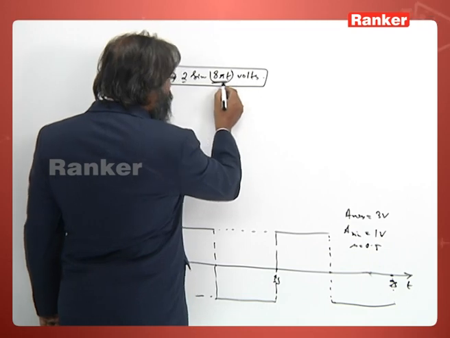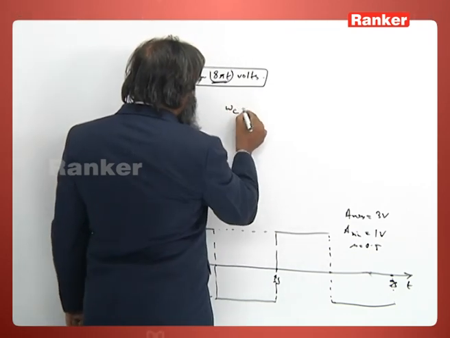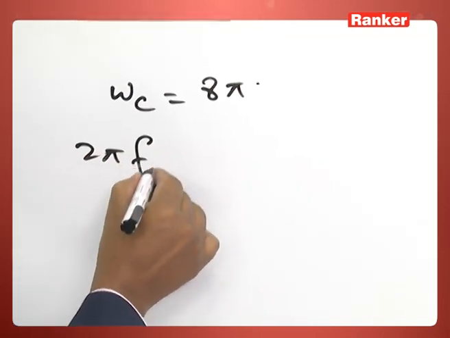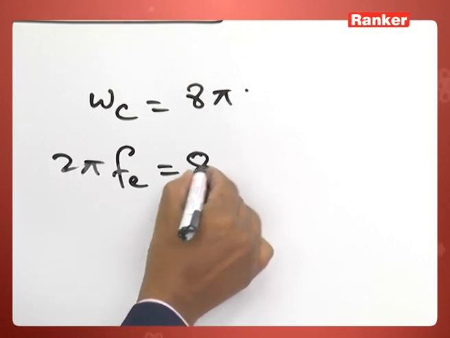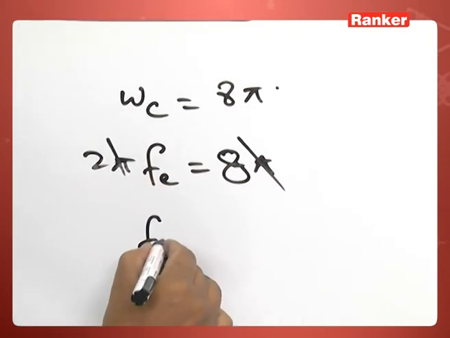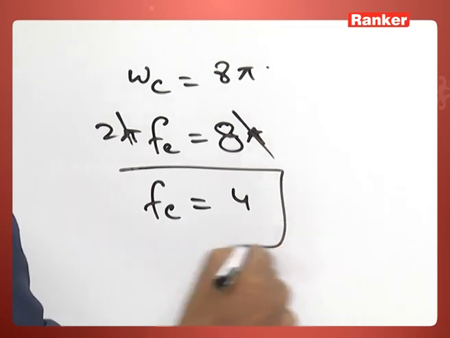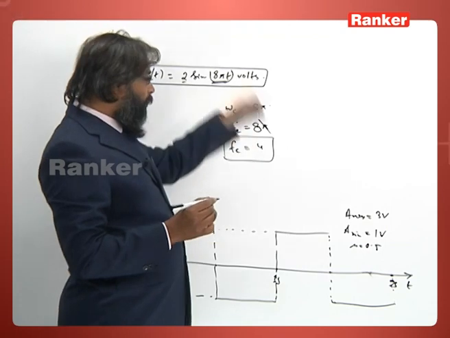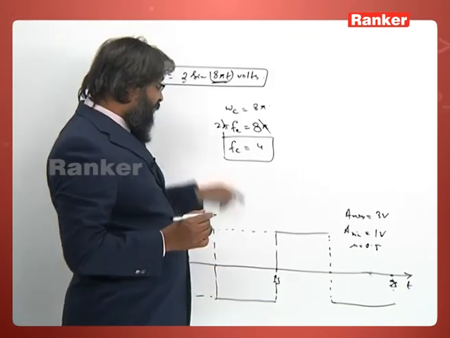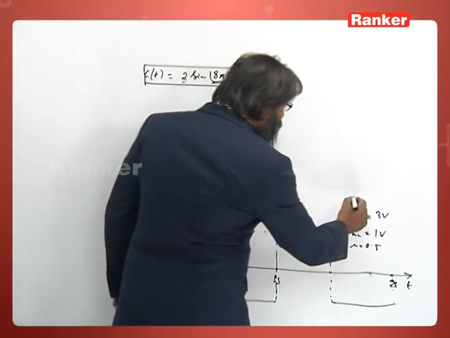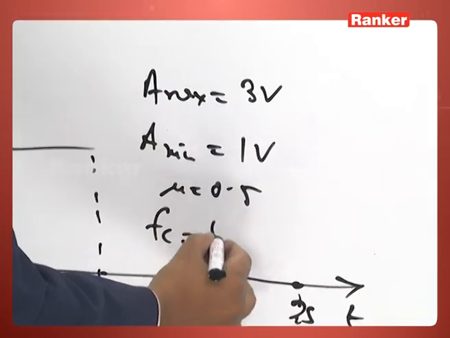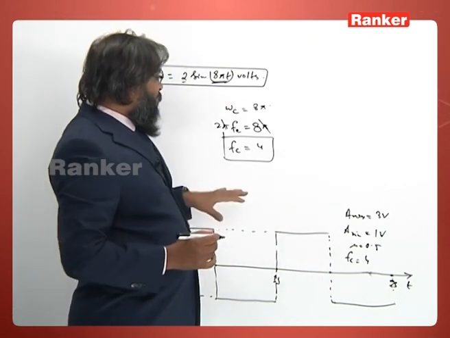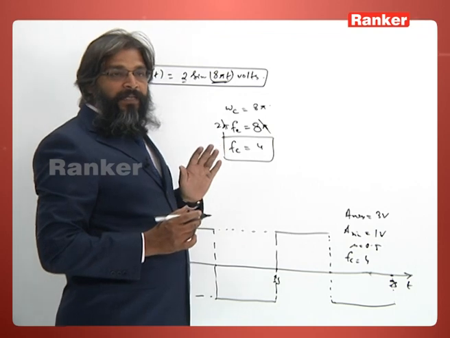Let us see from this. Omega C, the carrier frequency, is 8 pi. That is 2 pi times the frequency of the carrier wave, that is 8 pi. So this pi cancels, and F carrier is equal to 4. So 4 times the waveform oscillates in 1 second. So this carrier frequency Fc is equal to 4. These are the required information to draw this modulated carrier waveform.